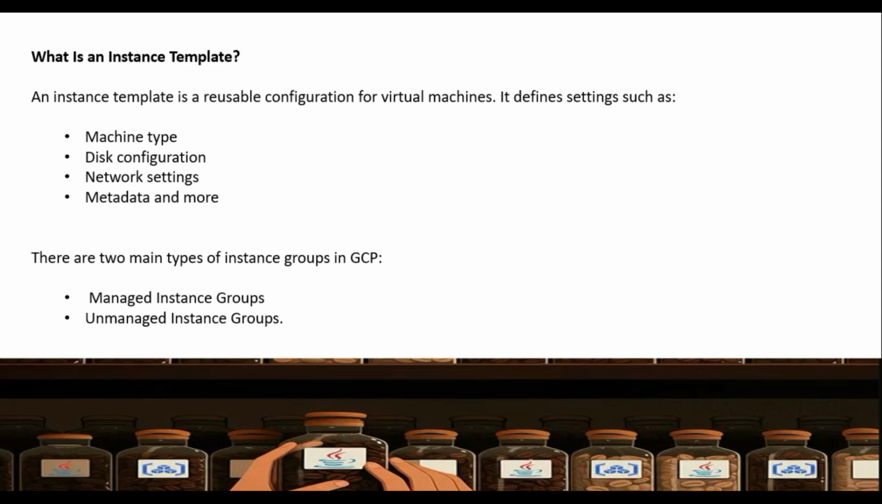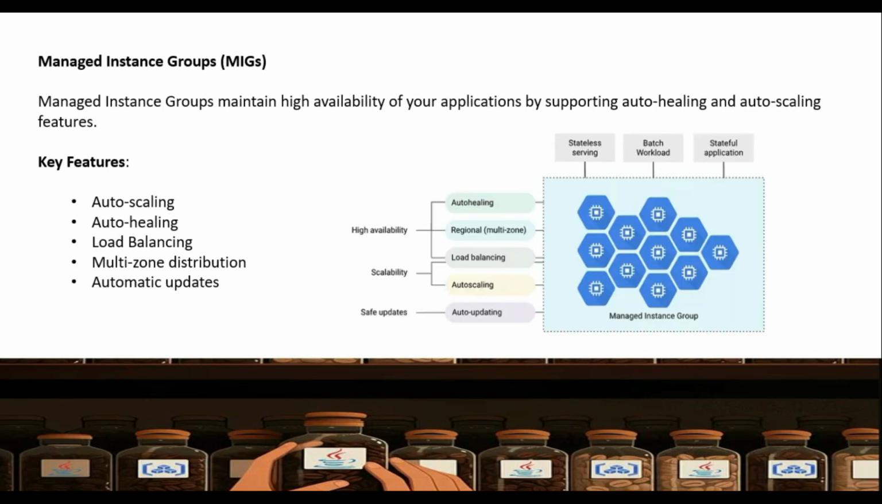There are two main types of instance groups in GCP. The first one is managed instance groups. The next one is unmanaged instance groups. Managed instance groups maintain high availability of the application by supporting auto healing and auto scaling features.